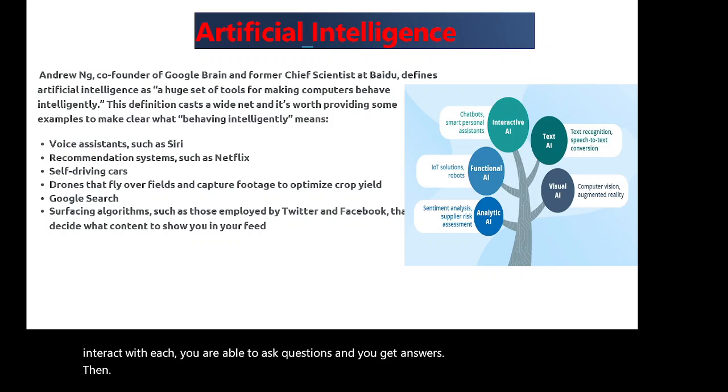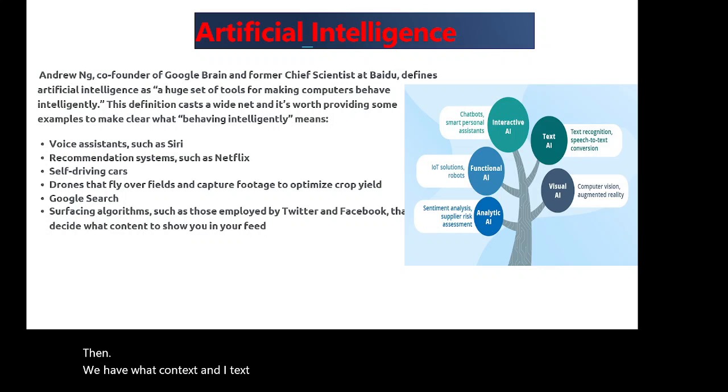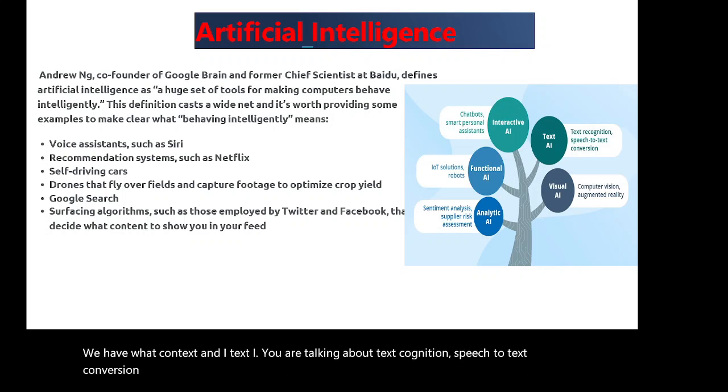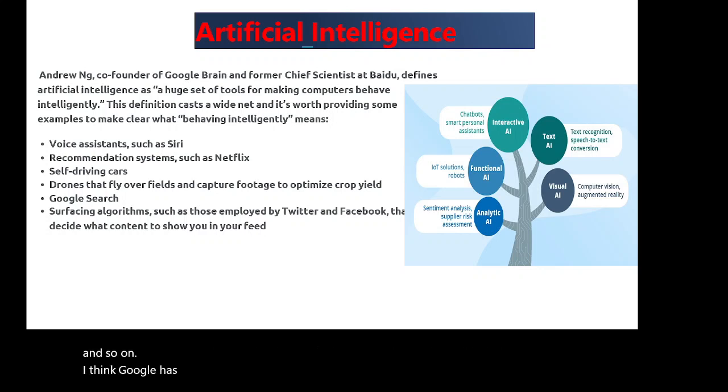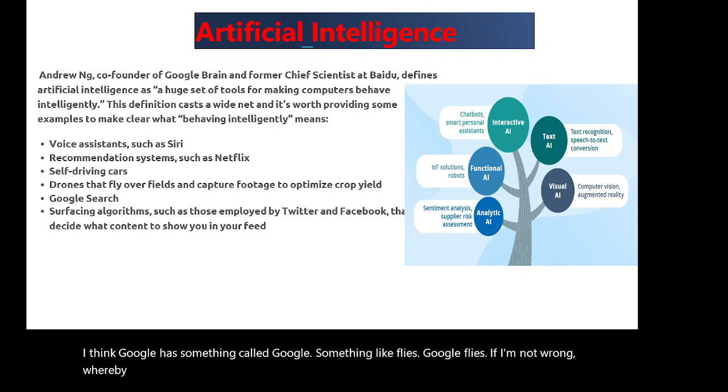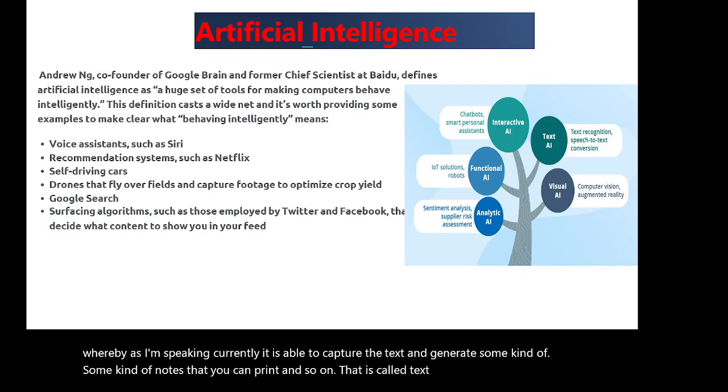Then we have what is called text AI. With text AI, you are talking about text recognition, speech to text conversions, and so on. I think Google has something like Google Flies, if I'm not wrong, whereby as I'm speaking currently, it is able to capture the text and generate some kind of notes that you can print and so on. That is called text AI.